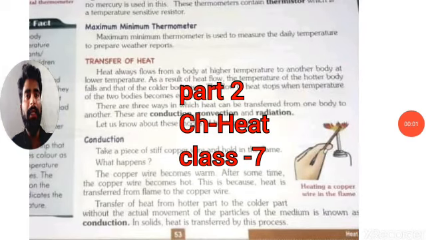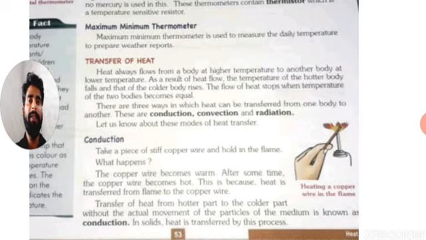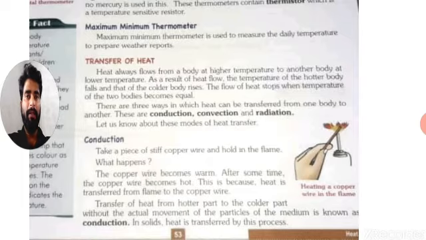Then students, here we can understand the transfer of heat. That means heat transfers from one object to another object. Heat can be transferred in three ways. Heat always flows from a body at higher temperature to a body at lower temperature.